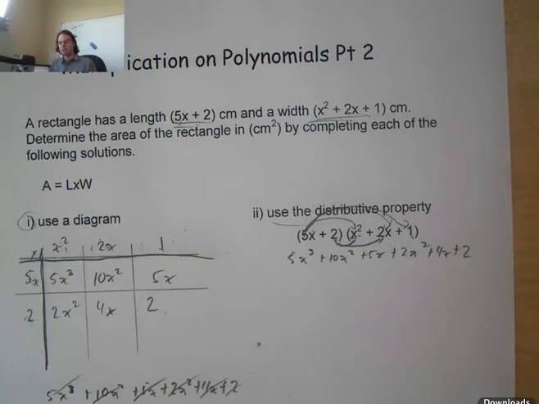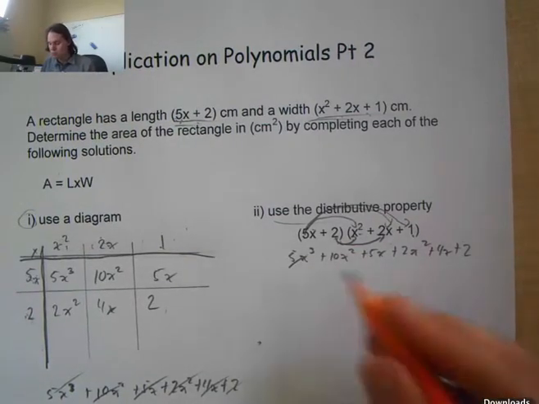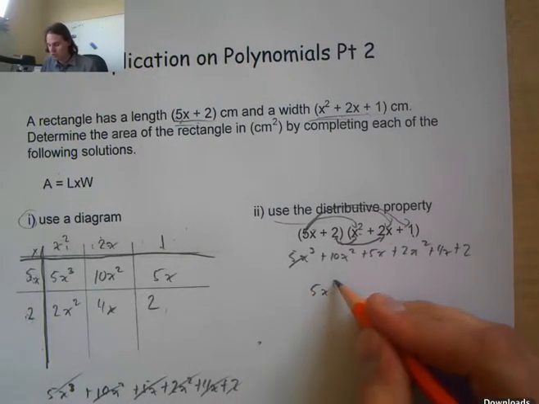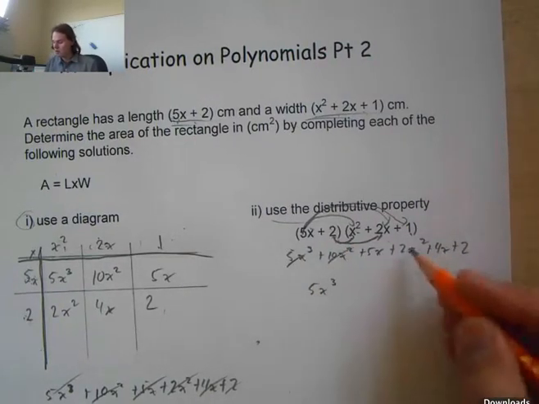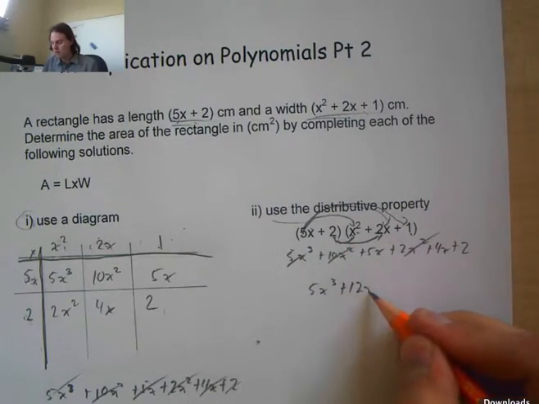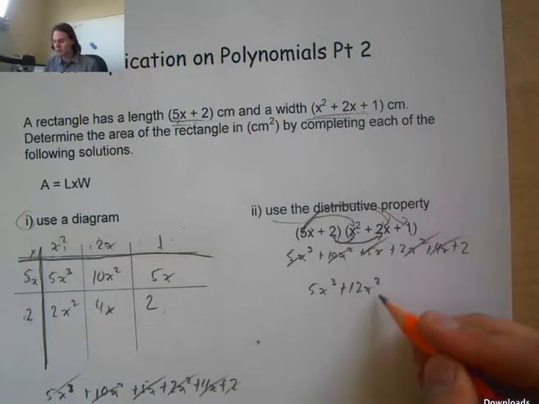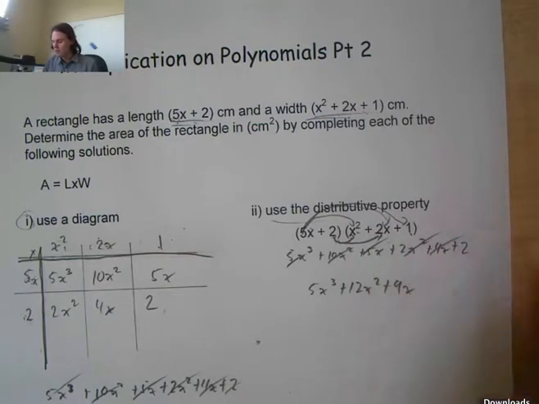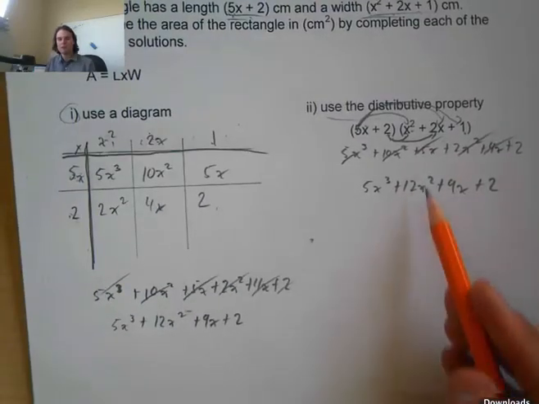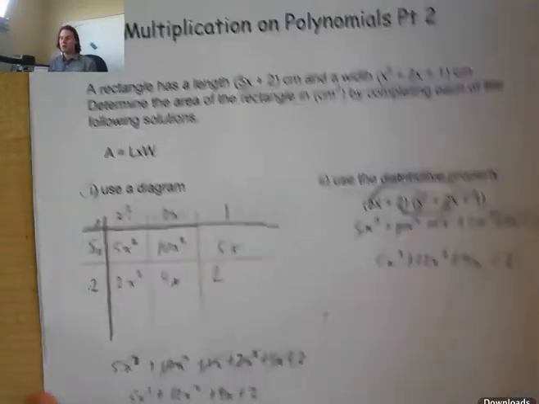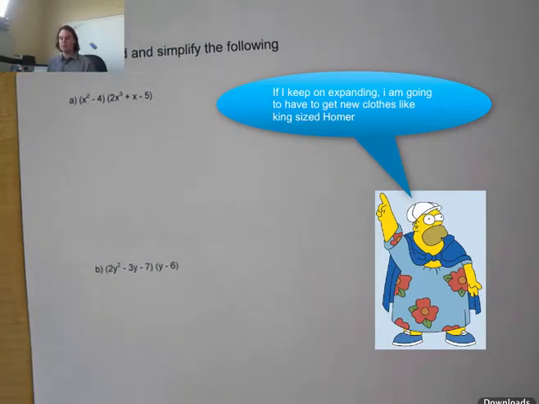Now I combine everything together. I have x cubed, only one x cubed, so 5x cubed. Then I go 10x squared plus 2x squared, which is 12x squared. 5x plus 4x is plus 9x. And then we're left with plus 2. And that is my answer. Look, we ended up getting the same answers. Okay, so let's try this next expansion.